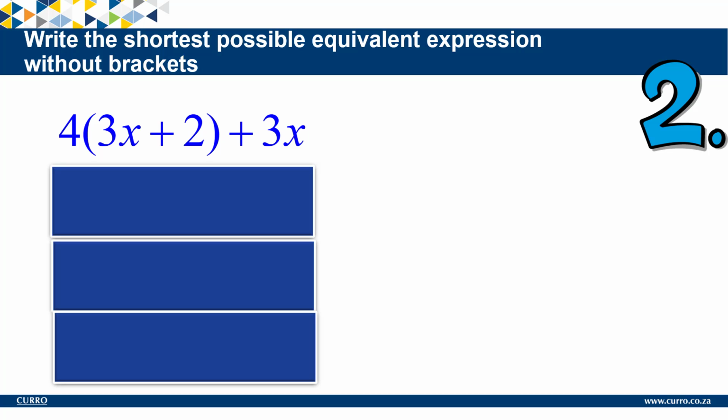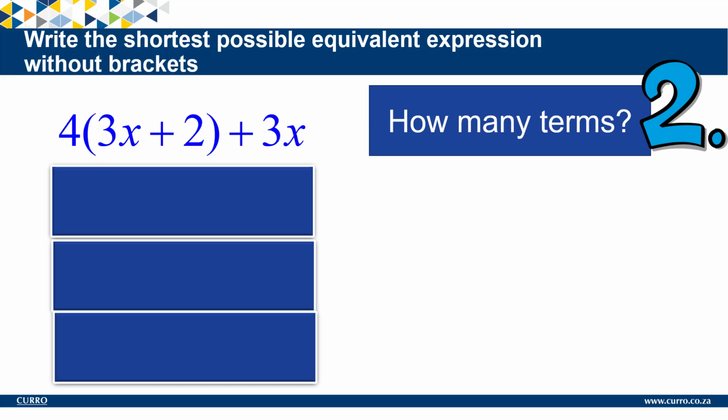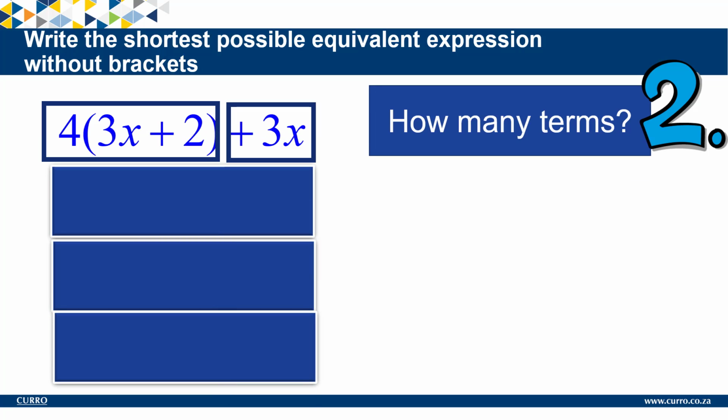Example 2. Let's level up. Why is it important to find the terms first? This can prevent order of operation mistakes. So how many terms? 2. Well done.